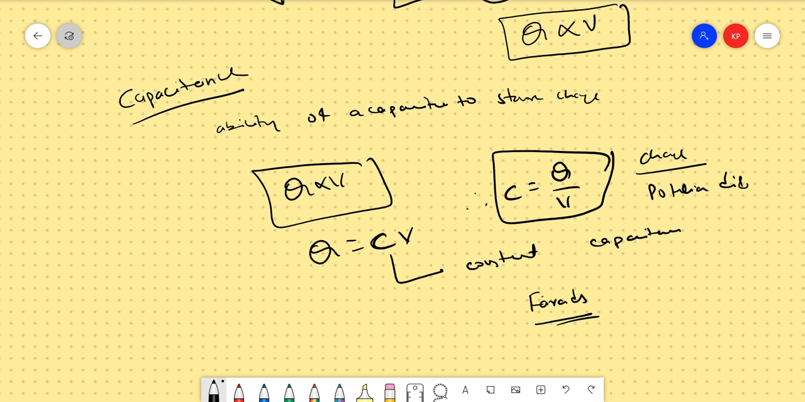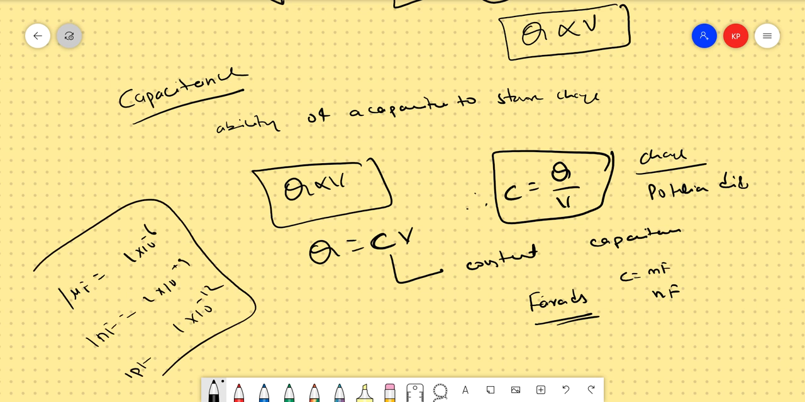But generally, farad is a very large unit. So the value of capacitance will generally be in microfarads, nanofarads, or picofarads. That means the value of capacitance is very small. 1 microfarad is equal to 1 into 10 to the power of minus 6 farads. 1 nanofarad is equal to 1 into 10 to the power of minus 9, and pico means 10 to the power of minus 12. So finally, capacitance is the property of a capacitor for storing electricity.